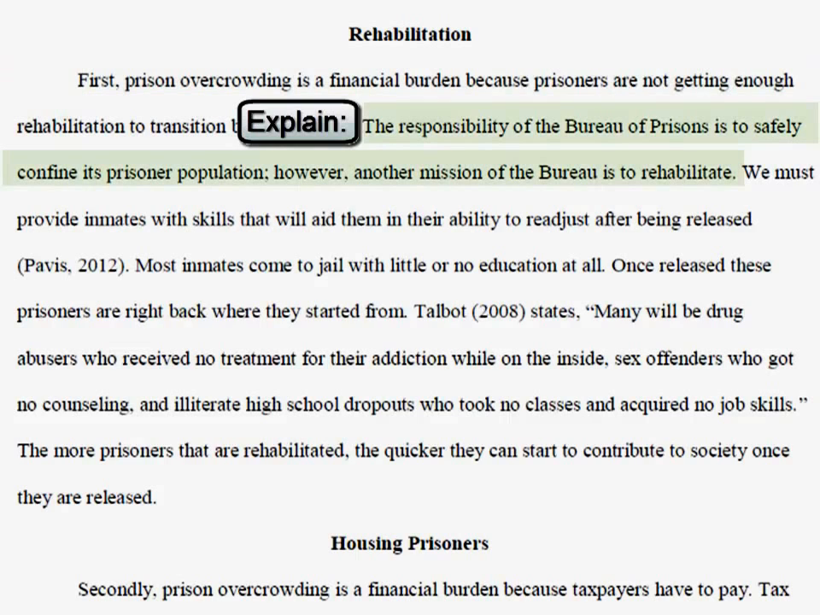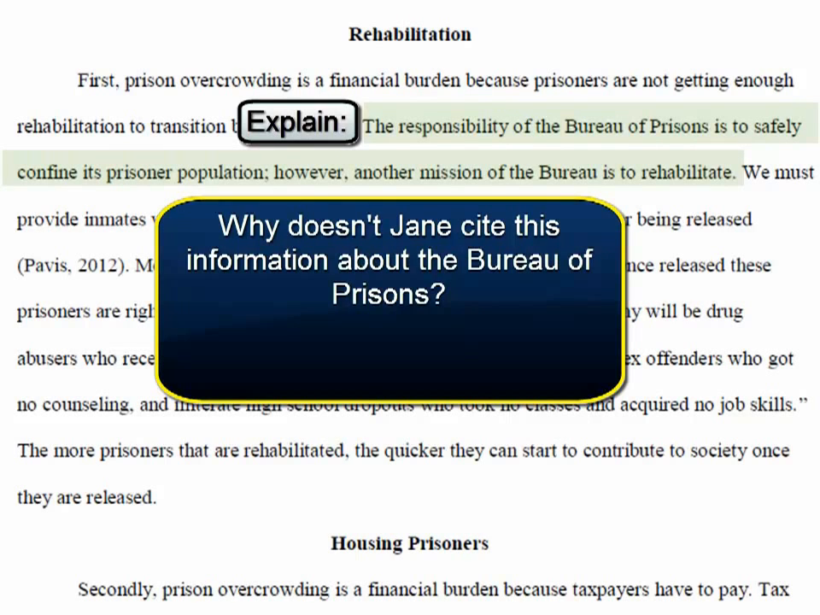In the explain, elaborate sentence, Jane writes, "The responsibility of the Bureau of Prisons is to safely confine its prisoner population; however, another mission of the Bureau is to rehabilitate." Since there is no citation, we assume that Jane found the twin role of the Bureau of Prisons, confine and rehabilitate, is common knowledge among those who study this issue. In other words, it is stated repeatedly in the sources she consulted.